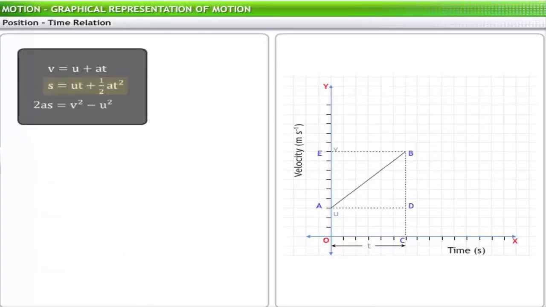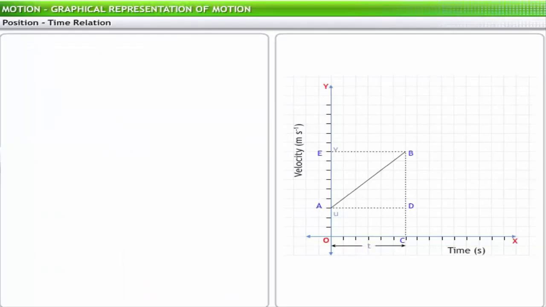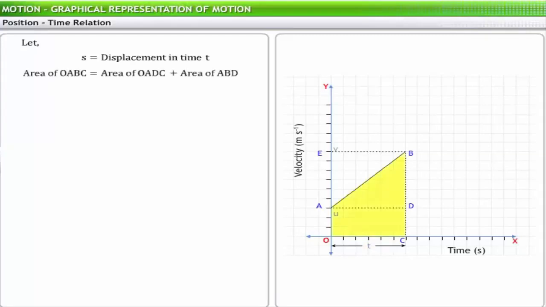Let's now derive the second equation of motion, that is position-time relation. In the same velocity-time graph, we will analyze the position-time relation. Let S be the displacement of the object in time t. You can determine the displacement of the object as the area of the trapezium OABC under the curve. The area of OABC is the sum of the areas of rectangle OADC and triangle ABD.